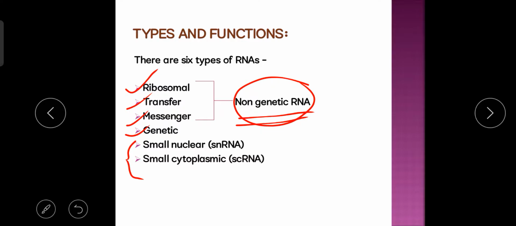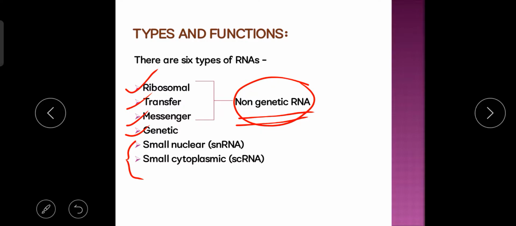Okay guys, so how many types of RNAs are found? There are 6 different types of RNAs. The ribosomal RNA, transfer RNA, and messenger RNA, these three are called non-genetic RNA because these three RNAs only help in protein production.